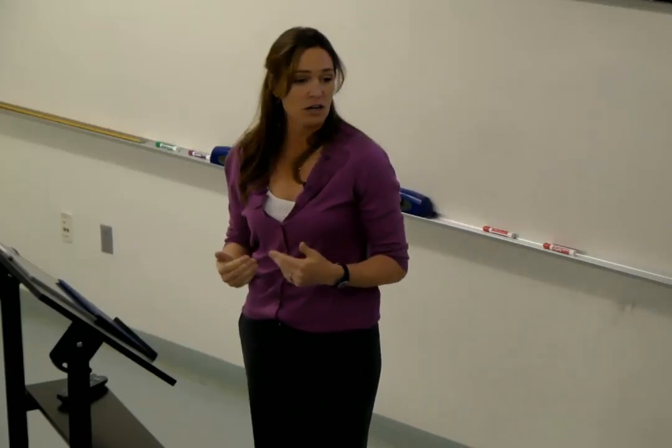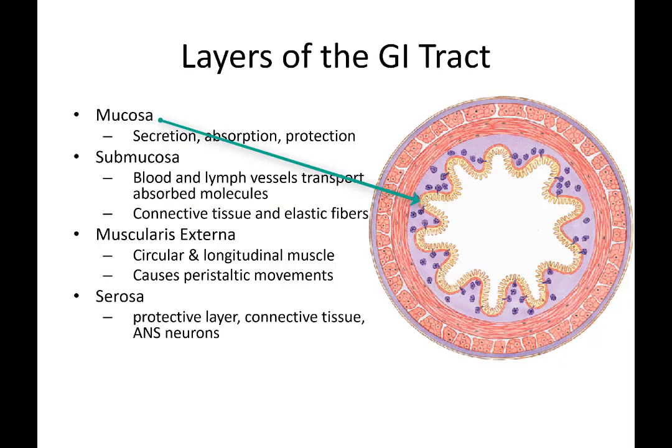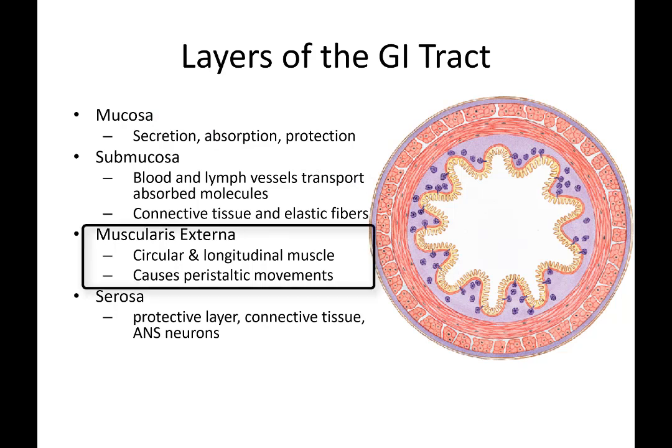Then we have muscularis externa. It is the outer 2 layers of muscle. We do have an inner layer of muscle here, this pink layer below the mucosal band. It's also part of the mucosa. So there's a tiny muscle layer there, but the muscularis externa are specific to these outer 2 layers.